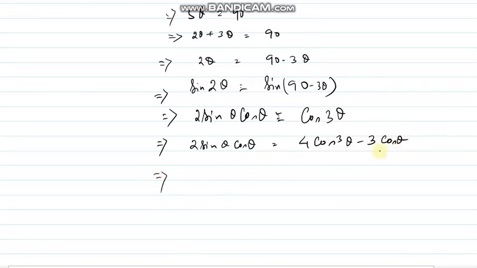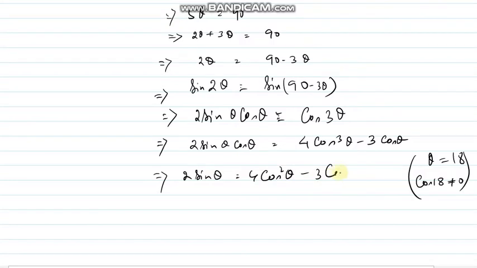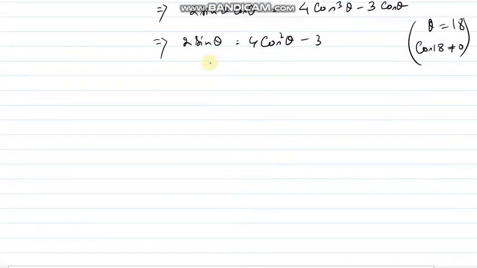Now on both sides I will cancel cos theta, as theta equals 18 and cos 18 is not equal to 0. So we can cancel it out. Whenever you cancel anything, please do mention that the part is not equal to 0, because if that part is equal to 0, you can't cancel it. So we get 4 cos square theta minus 3 on the right hand side. Now if I write cos square theta as 1 minus sin square theta, it will be 2 sin theta equals 4 minus 4 sin square theta minus 3.